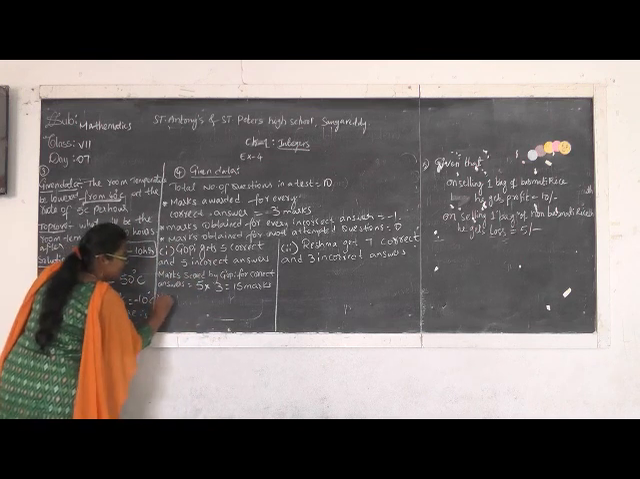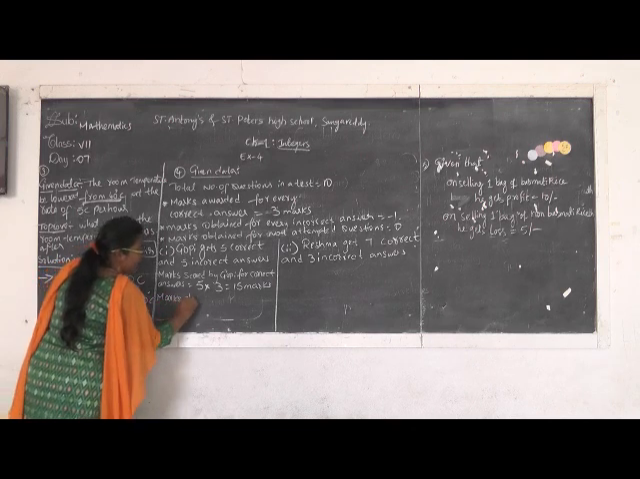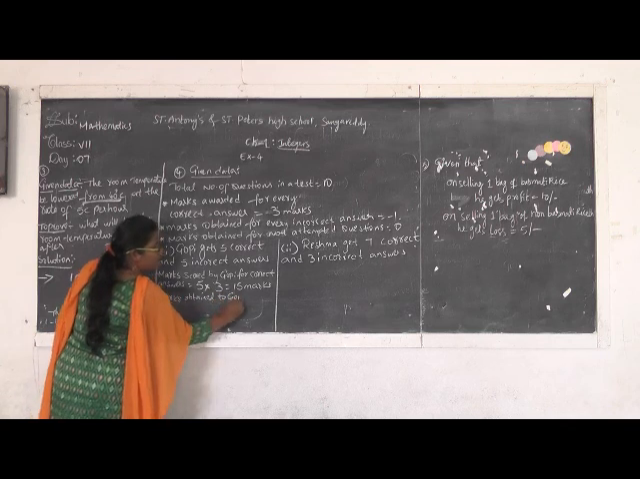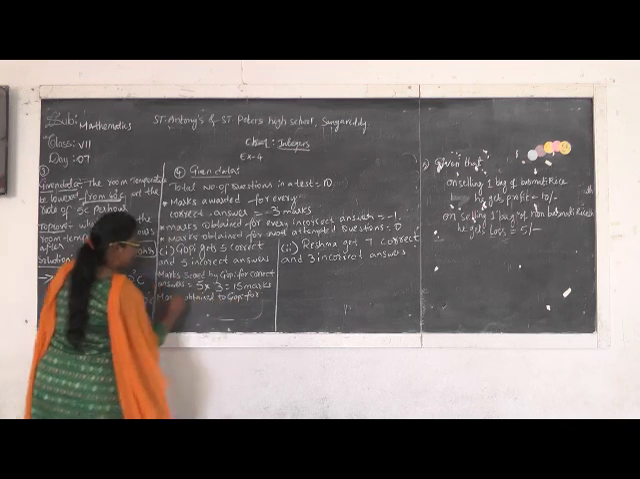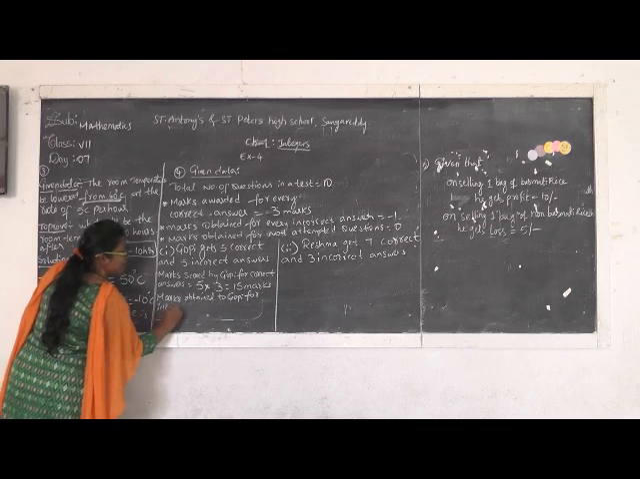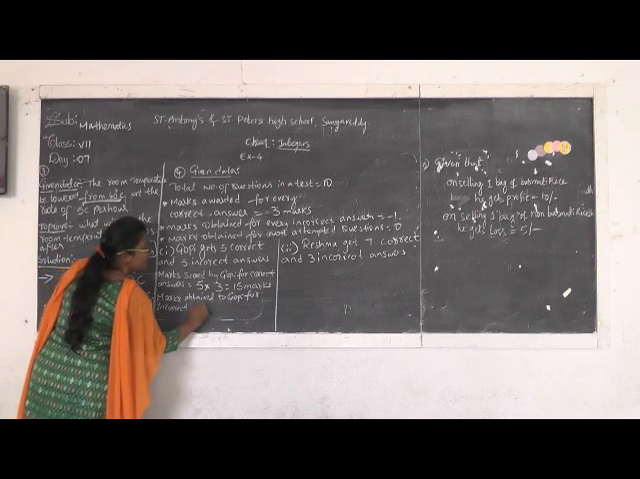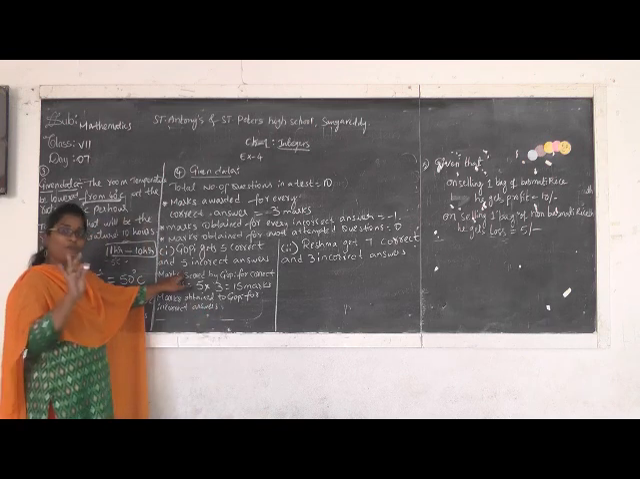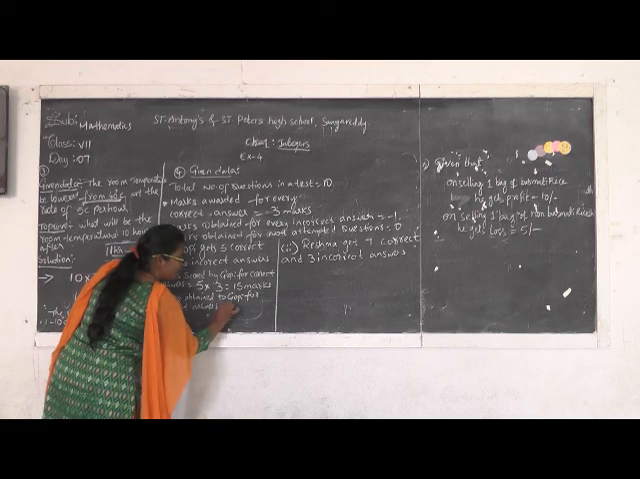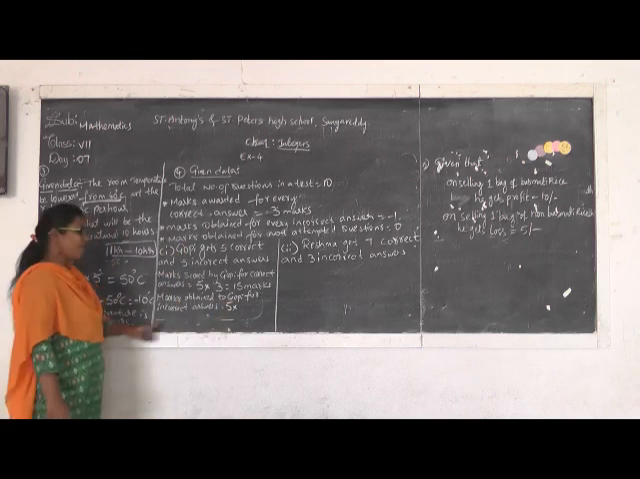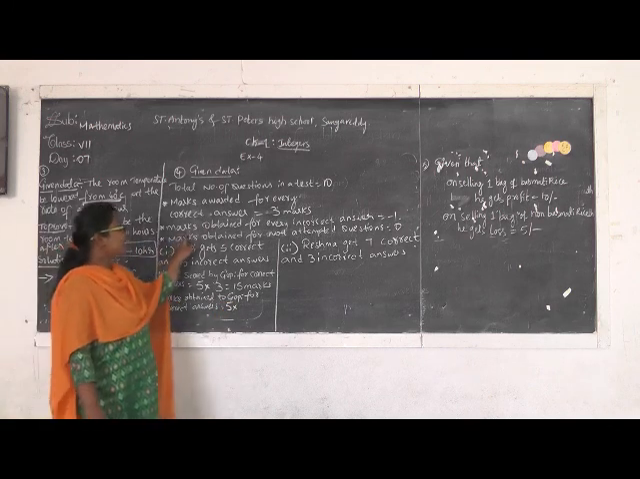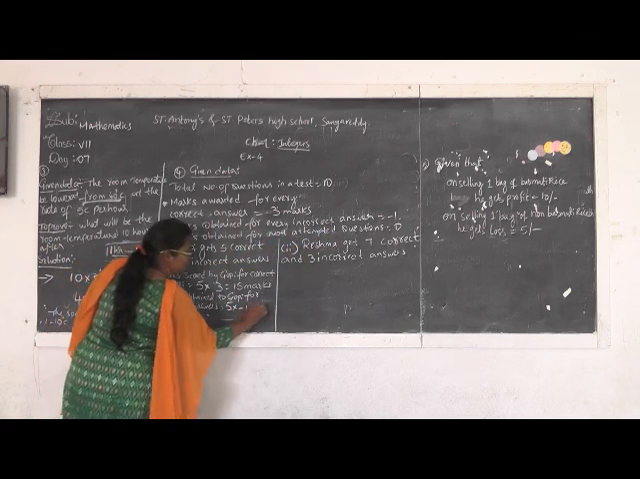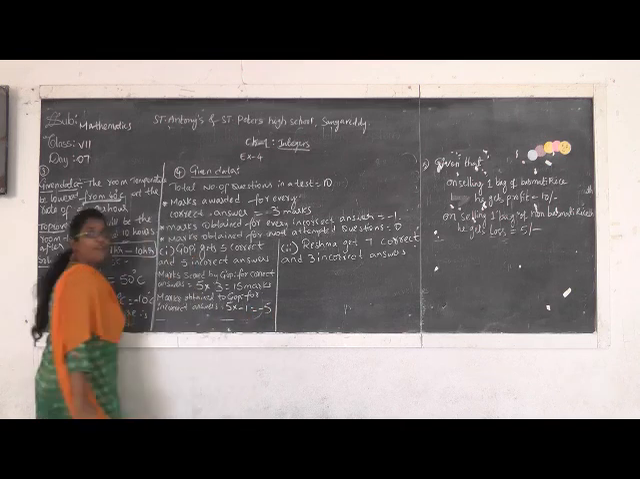Now, marks obtained by Gopi for incorrect answers. So, how many questions did he write wrong? 5. So from 5 questions he wrote wrong, how many marks are reduced for incorrect answers? -1. So, 5 into -1 is nothing but -5 marks.